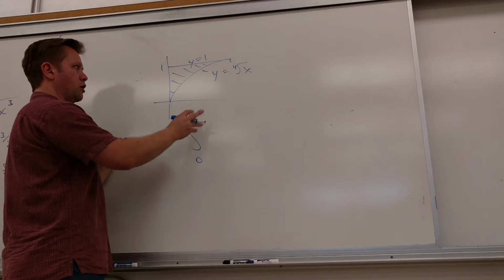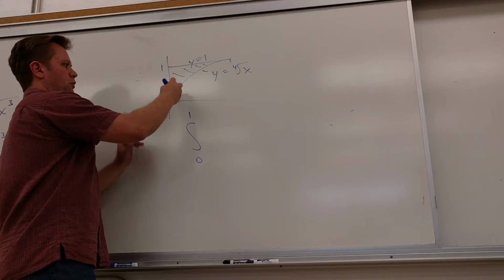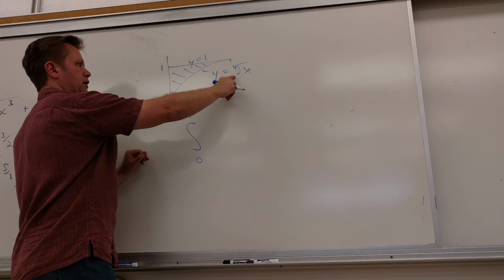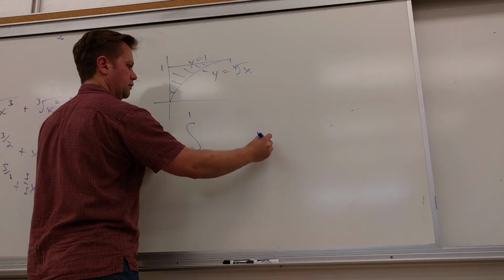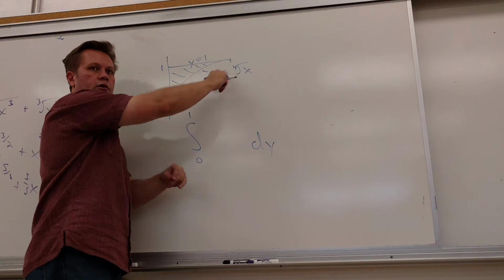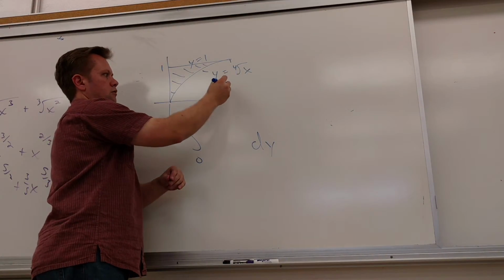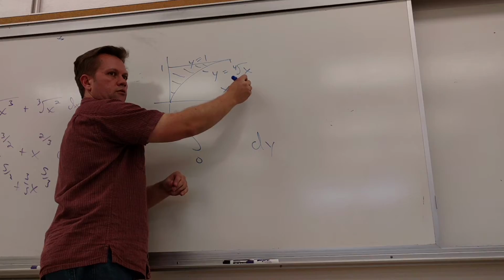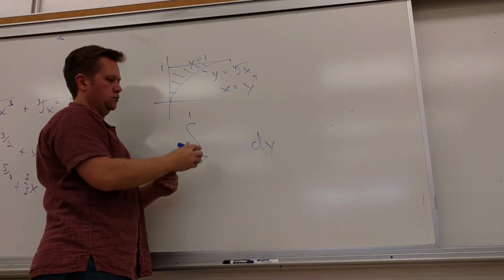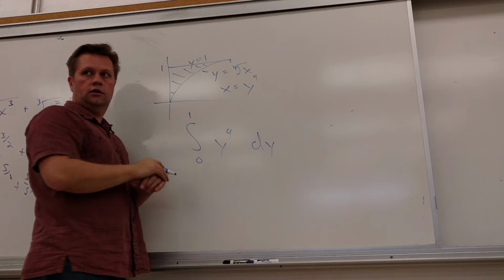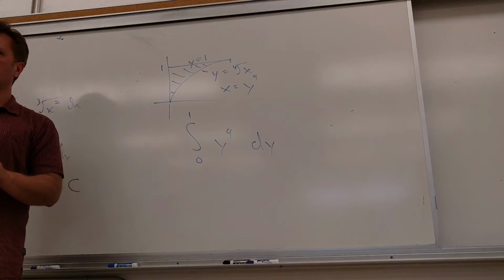0 to 1. That I know already. But what am I integrating? What do I need this to be? Because this is going to be dy. So I have to do what with this? So this will be x equals y to the fourth. y to the fourth? Yeah. And now it's easy. That's right.